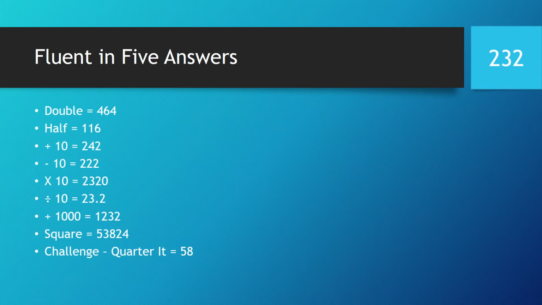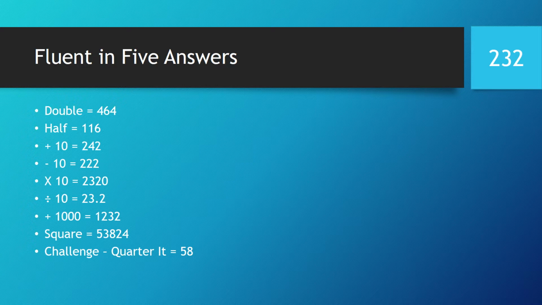There you go. How do you do? There's the answers. Double 232 is 464. Half of it, 116. Add 10, 242. Take away 10 was 222. Times it by 10 was 2,320. Divided by 10 was 23.2. Add 1,000, 1,232. The hard one, squaring it, 53,824. And if you got onto the challenge, well done for quartering it and getting an answer of 58.